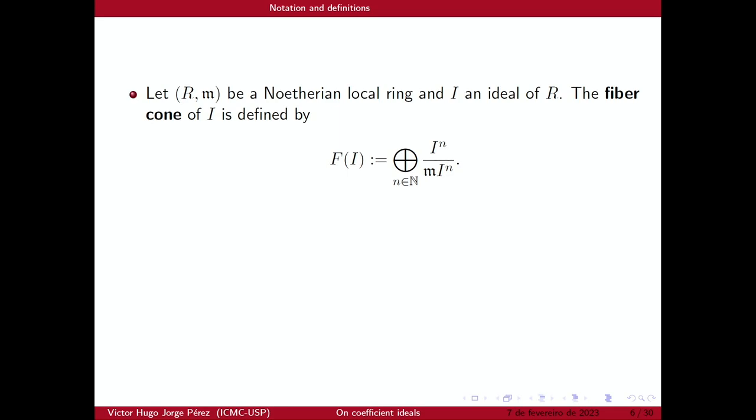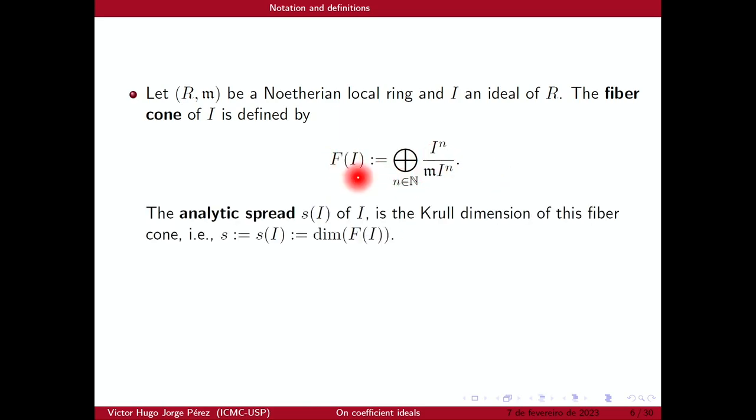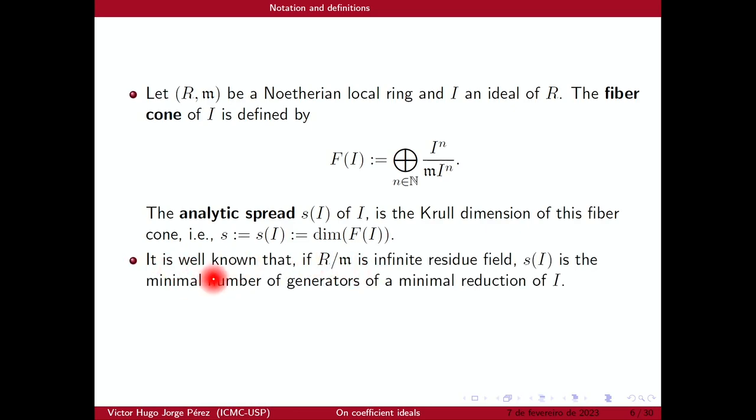Another notation: we take a Noetherian local ring and an ideal I of R. The fiber cone is defined by this R-algebra, as defined in the last talk. Right? I remember this image. The analytic spread is denoted by l(I), the Krull dimension of this fiber cone, this R-algebra. I know another result, due to Northcott and Rees: consider the residual field infinite. The analytic spread is the minimal number of generators of a minimal reduction of I. For more detail on this very nice result, we can see the Huneke-Swanson book.